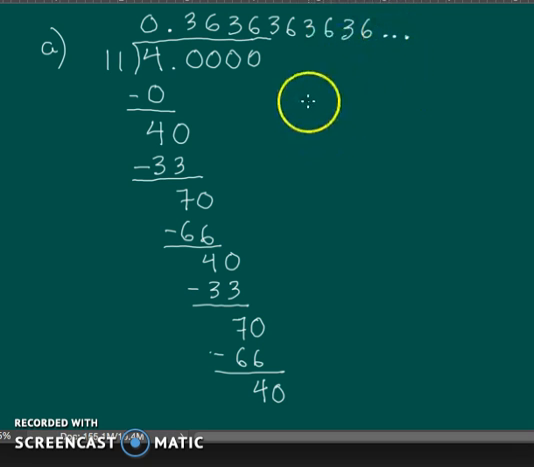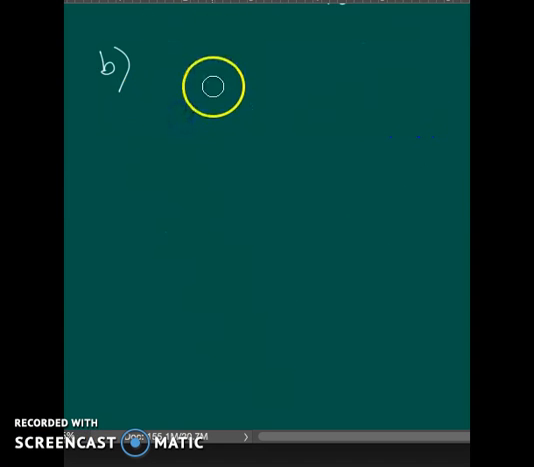So the way that we express that as a decimal is 0.36, and you put this bar on top of the 36 to indicate that those 2 digits will be repeating forever. So that's the answer to A. All right, let's try part B as well.